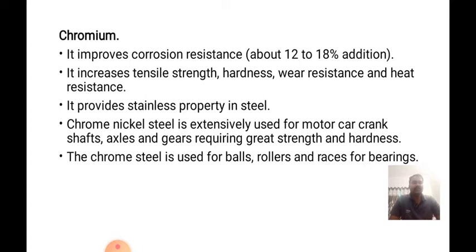Then chrome steel is used for balls, rollers and races of the bearing. In the bearing we know that the rollers, balls and races are used. Okay, you have seen bearings in the fans, then the wheels of the bicycles as well as the cars.